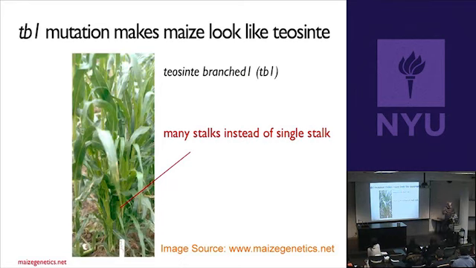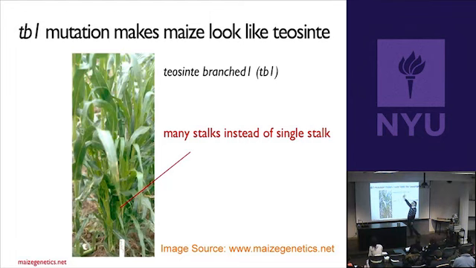And so one of the clues is this mutation that you can get in some corn plants that makes them look like teosinte. So this is a corn plant, normal domesticated corn, except it has this gene that's been mutated. And so instead of one long stalk, it has multiple stalks. It has this more branched architecture like a teosinte plant. The gene was therefore called teosinte branched 1.